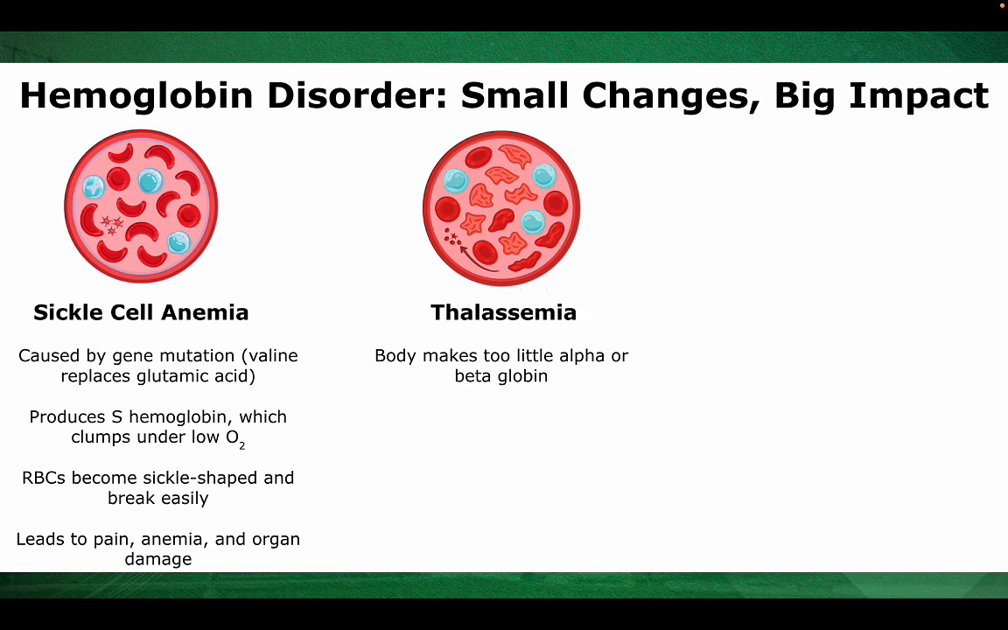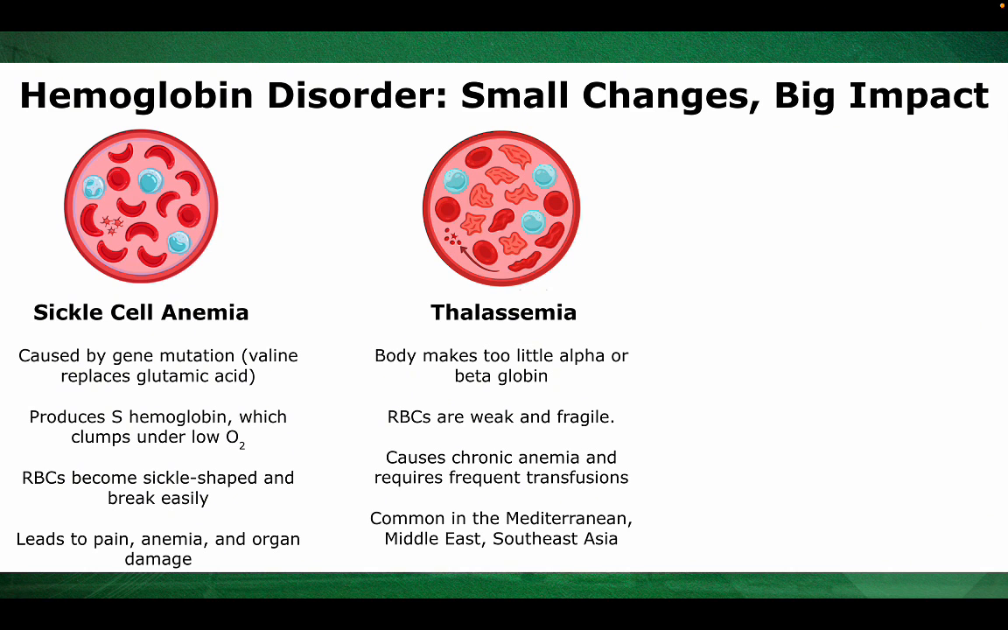Next is thalassemia. This condition is due to reduced or absent production of alpha or beta globin chains, resulting in imbalanced hemoglobin synthesis. Red blood cells become small, pale, and fragile. This causes chronic anemia. Patients often require frequent blood transfusions, which may lead to iron overload. Now, it is most common in the Mediterranean, Middle East, and Southeast Asia, where carriers had a survival advantage against malaria. But inheriting 2 defective genes leads to the disease.